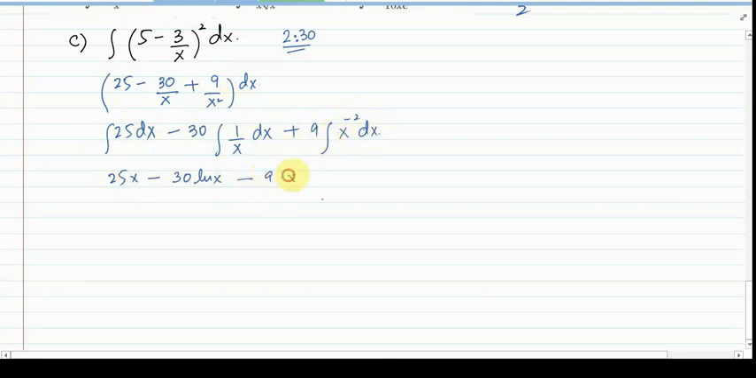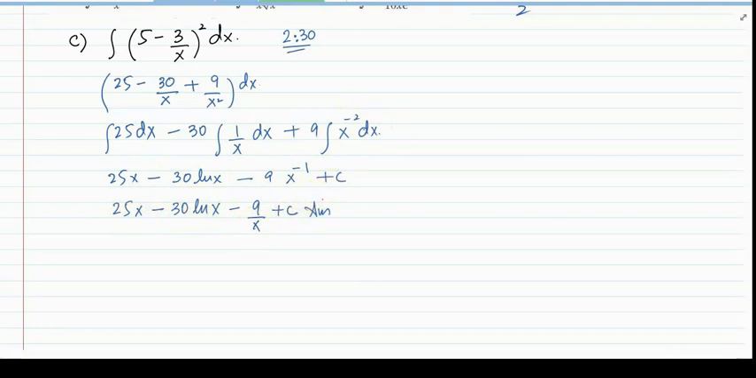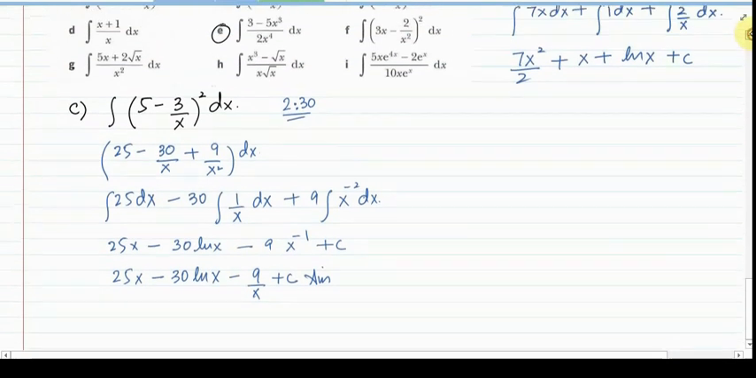So the integral of 25 dx, it's 25x minus 30 ln x minus the integral of x power minus 2, it's x power minus 1 divided by minus 1, that is why I incorporate negative sign here, and plus c. We can write it in this form: 25x minus 30 ln x minus 9 upon x plus c, and that is your answer. Alright, I hope that you have done the same thing.